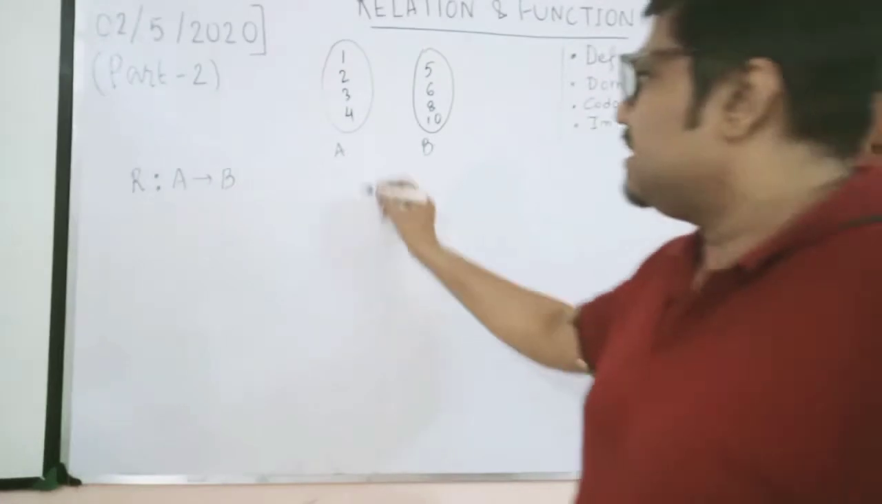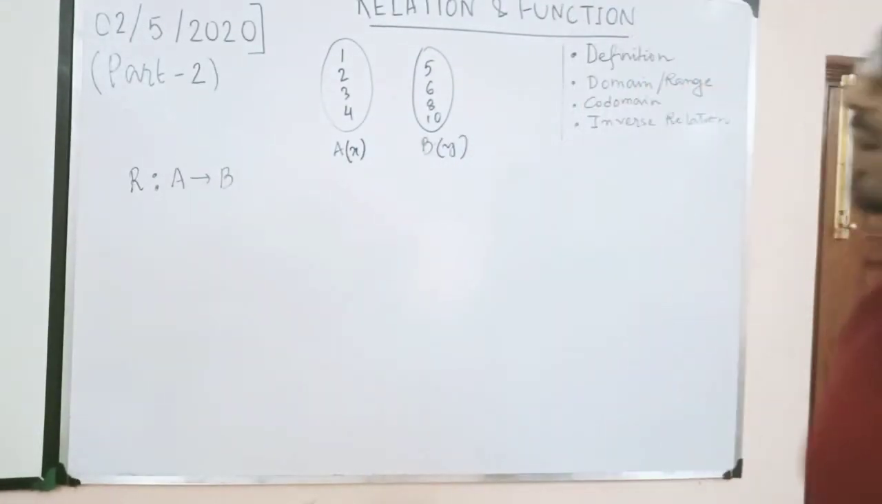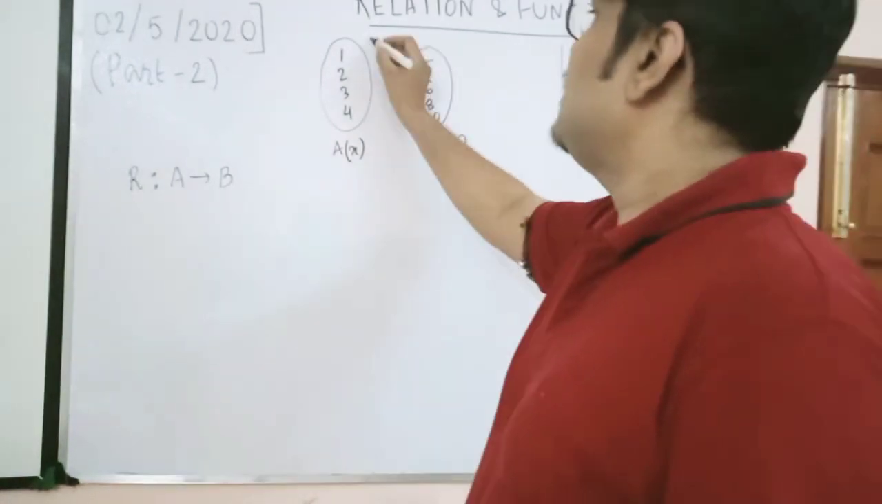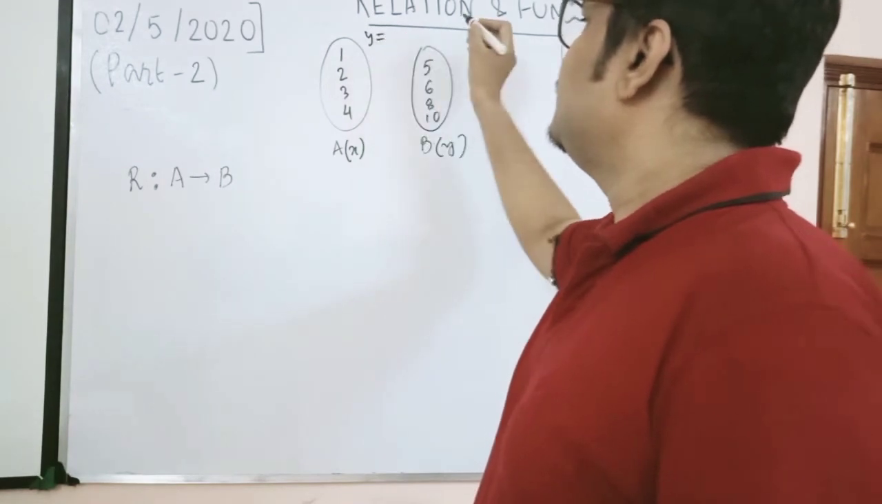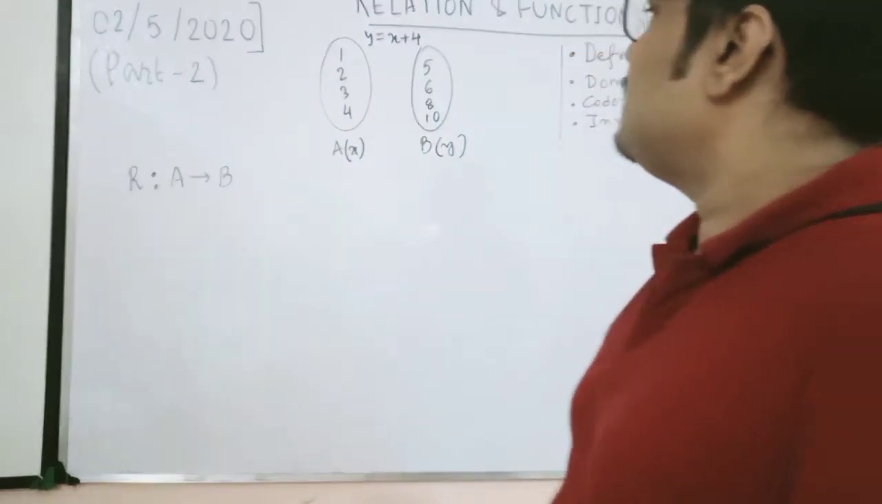As you know, these elements are x elements and these elements are y elements. These are the general representation. That means set A elements are x, so x belongs to A, and set B elements, in general representation, we take the variable to be y, so y belongs to B. So I will write some relation like, say, y equals x plus 4.